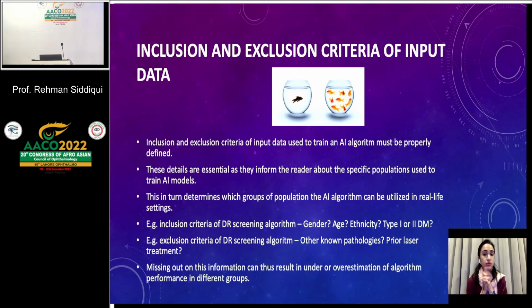And if this information is missed, this can result in under or overestimation of algorithm performance in different groups. And the reader might think that okay, this algorithm can be used in this population and not that population. So this can result in over and underestimation.